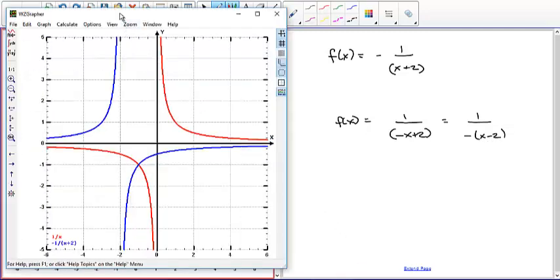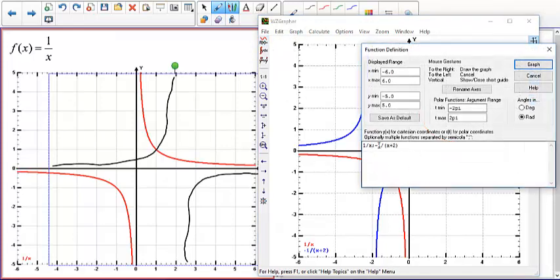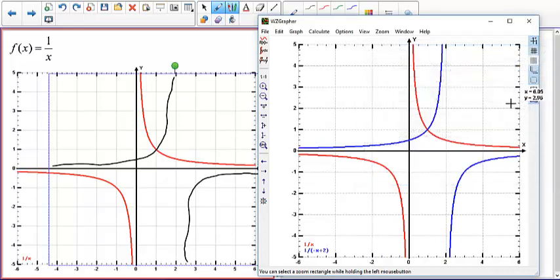And then we double check it here by inputting that. So we come over here, instead of having negative 1 over x, we have 1 over negative x plus 2. And we graph that, and you see there we go. The blue curve is like the black curve.